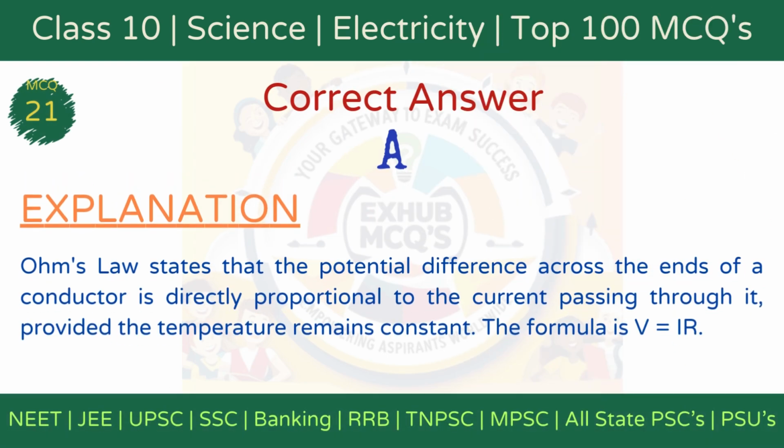The correct answer is option A, Ohm's law. Explanation: Ohm's law states that the potential difference across a conductor is directly proportional to the current flowing through it, provided the temperature remains constant. This is expressed as V equals IR, where R is the resistance.